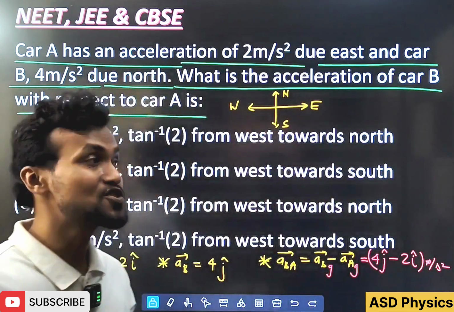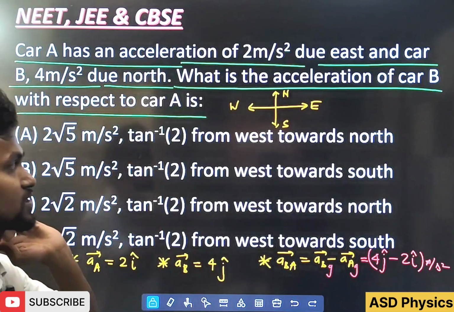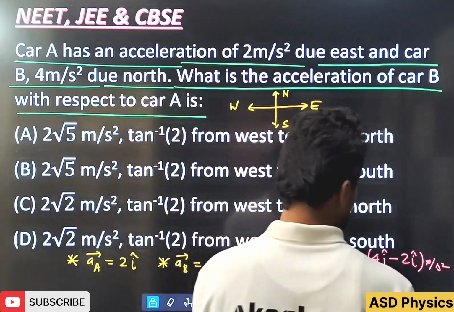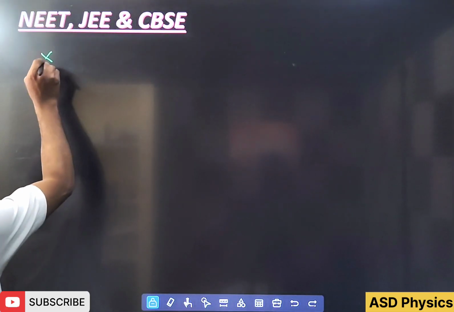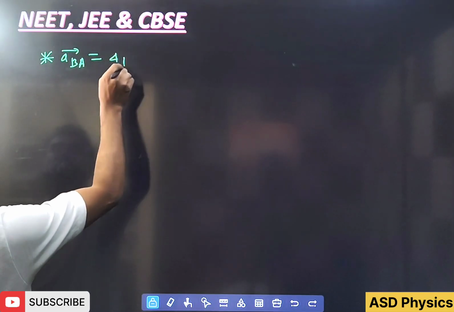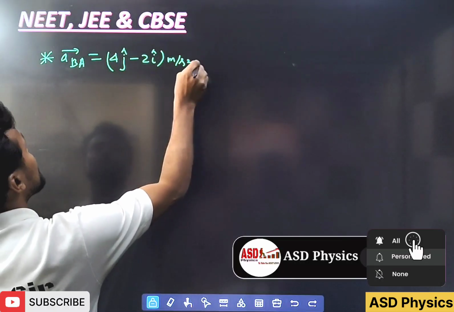But again in the question, what they are telling, we have to write in this form: magnitude and direction. You can see here 4j cap minus 2i cap. So let's find out the magnitude and direction. As we know, acceleration of B with respect to A is 4j cap minus 2i cap meter per second square.